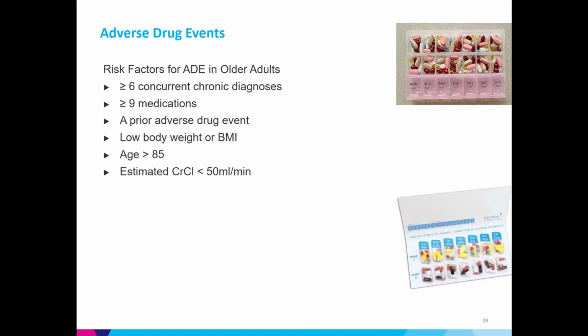It's important to also recognize why our older adults are at greater risk. They typically tend to have more than 6 chronic conditions. They tend to be prescribed more medications. So often, more than 5 medications is already considered polypharmacy. Individuals who've had a prior adverse drug event are also at greater risk. And then looking physiologically at that patient, the older the patient, over the age of 85 with a low BMI, or some compromise in their renal function puts them at greater risk for adverse drug events.